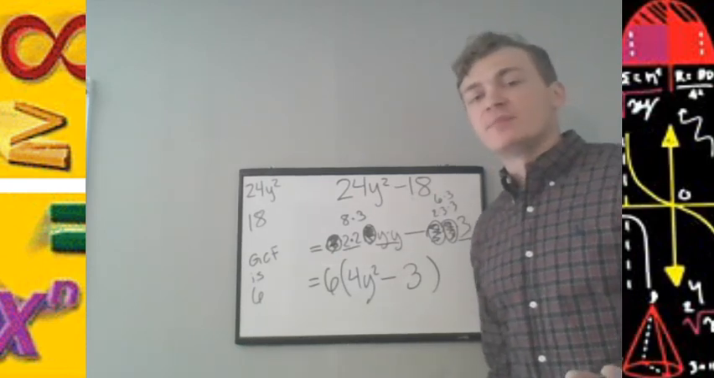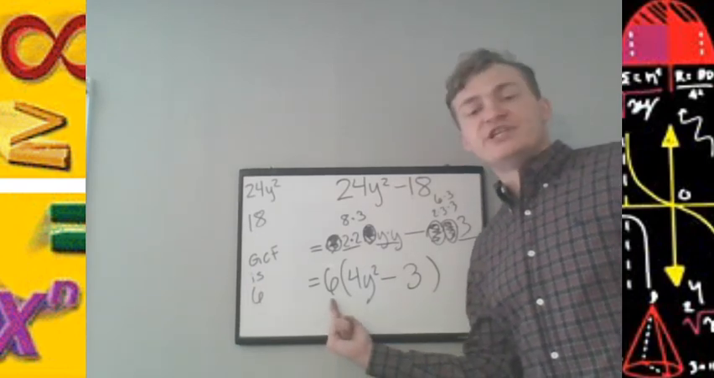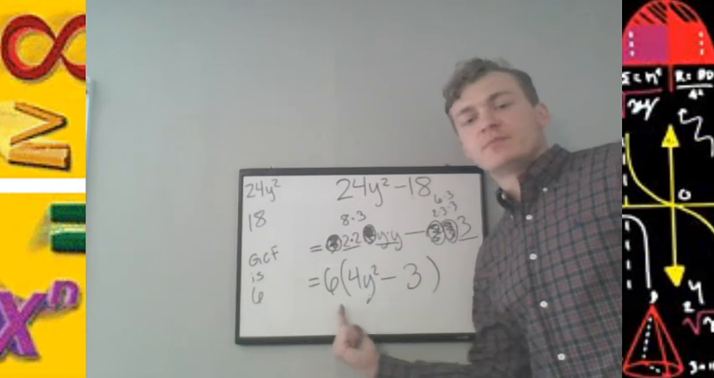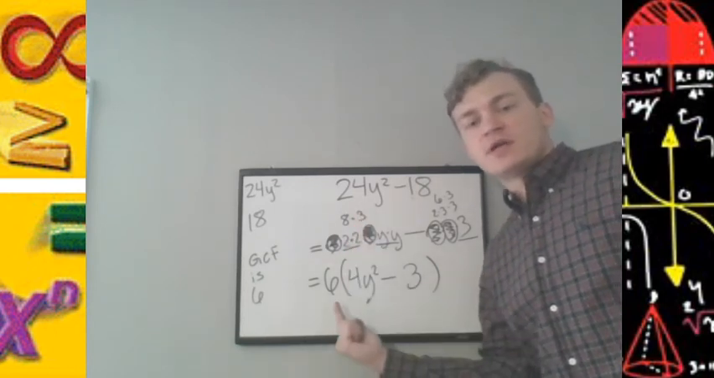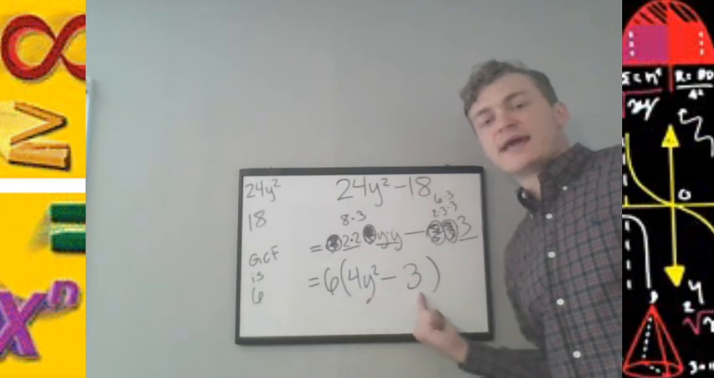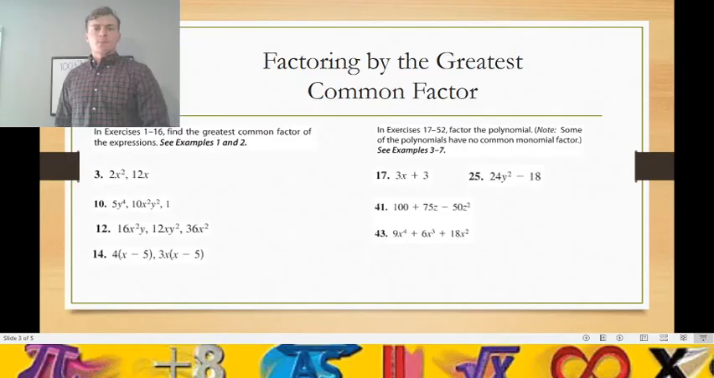Always, we can confirm that with multiplication using the distributive property. GCF of 6, multiply our first term. 6 times 4 times y squared is 24y squared. 6 times negative 3 is negative 18.